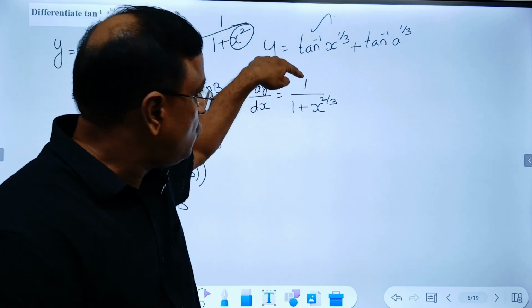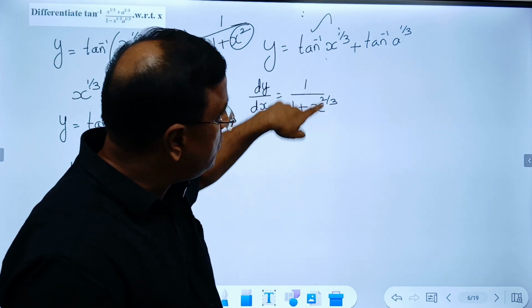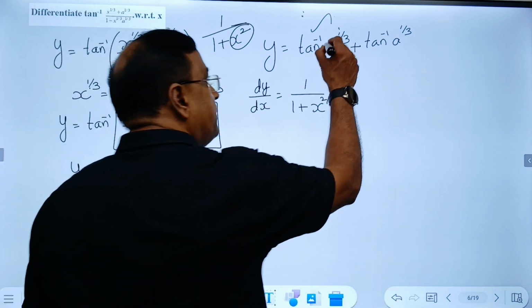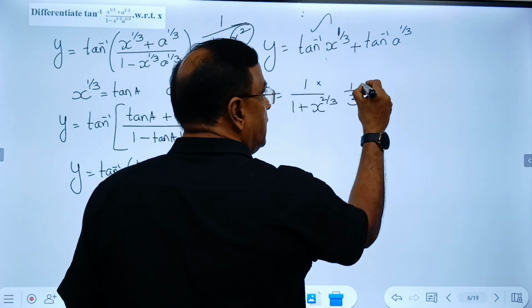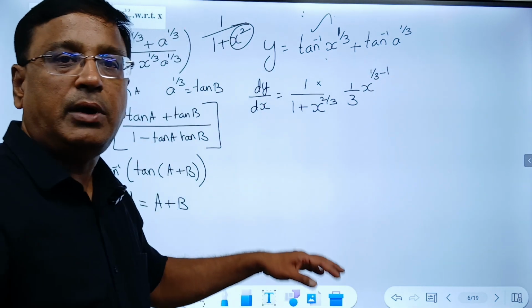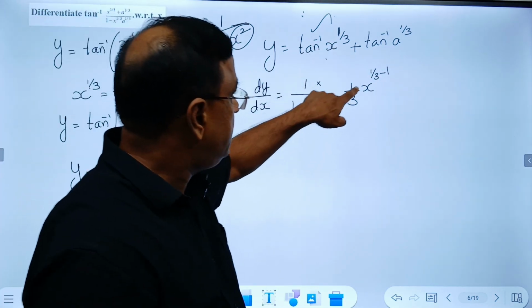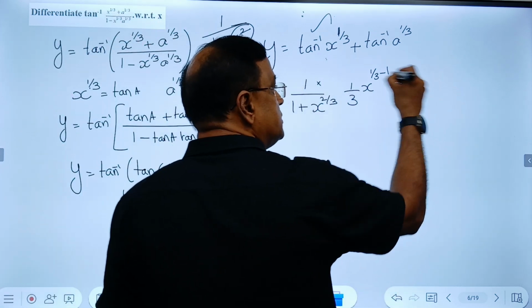Tan inverse x is 1 by 1 plus x square, so x power 1 by 3 whole square will be x power 2 by 3. Then x power 1 by 3, how do I differentiate? Chain rule: 1 by 3 x power 1 by 3 minus 1, using n x power n minus 1. And tan inverse of a by 3 is a constant, so it is 0.